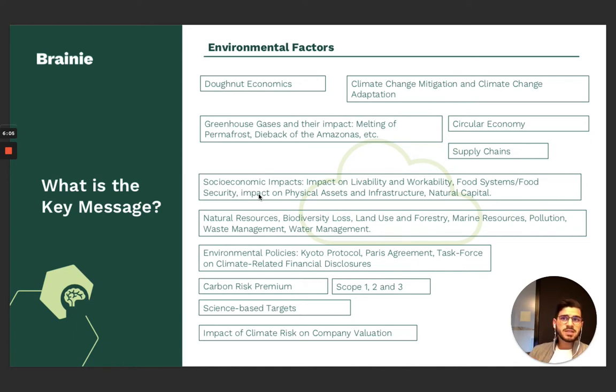The chapter makes a quite good job in providing the candidate with an understanding of how broad the environmental issue is. We hear a lot about climate change, but it's often difficult to understand what that means exactly. This is why it's good that the chapter goes into sub-areas and explains the impacts on natural resources, biodiversity loss, land use and forestry, marine resources, pollution, waste management, water management.